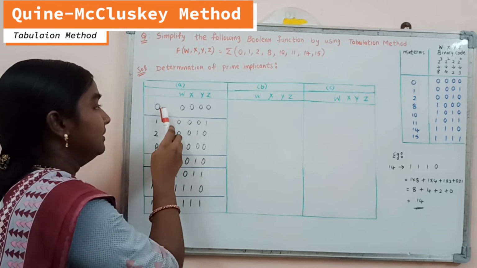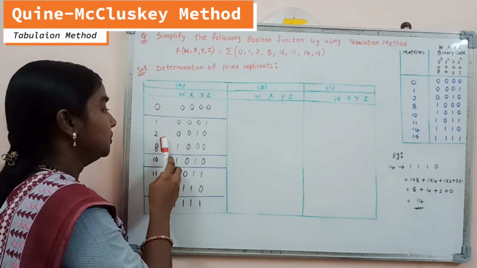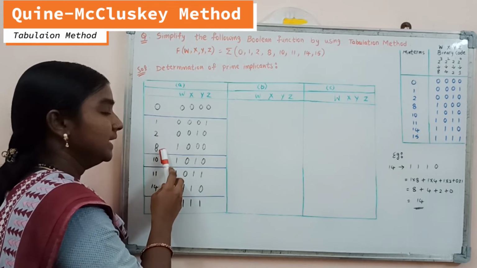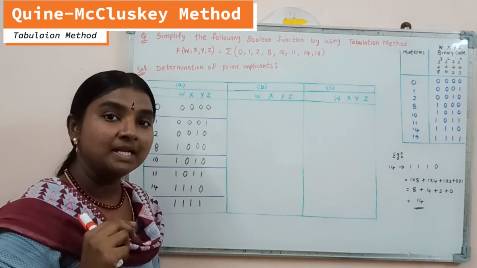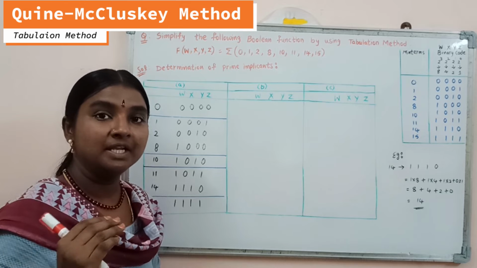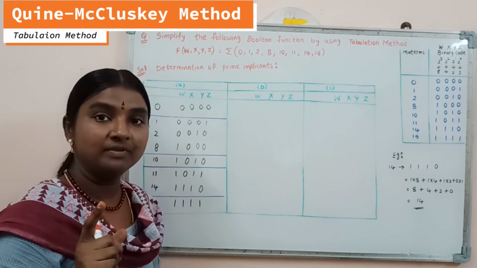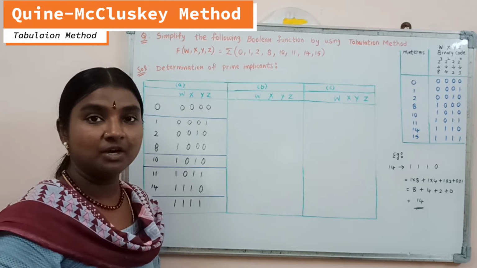So, here we need to compare 0 with 1, next 0 with 2 and next 0 with 8. But here we need to consider only if the comparison is possible. That means if the minterm binary code differs in only one variable, the comparison is possible. Now we will check it once.